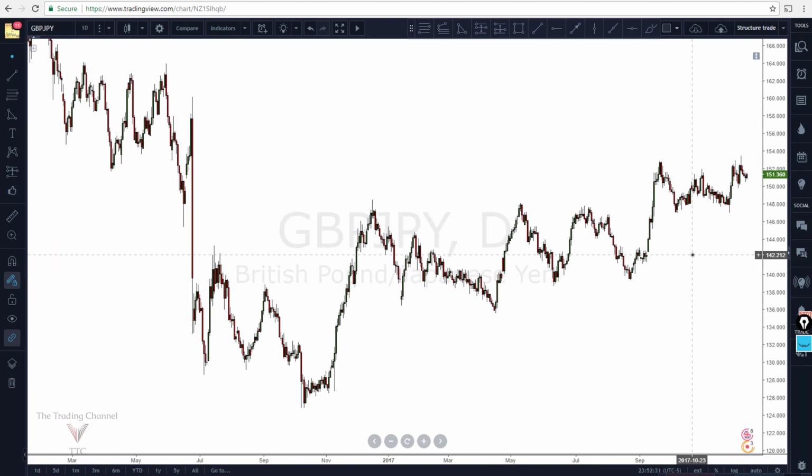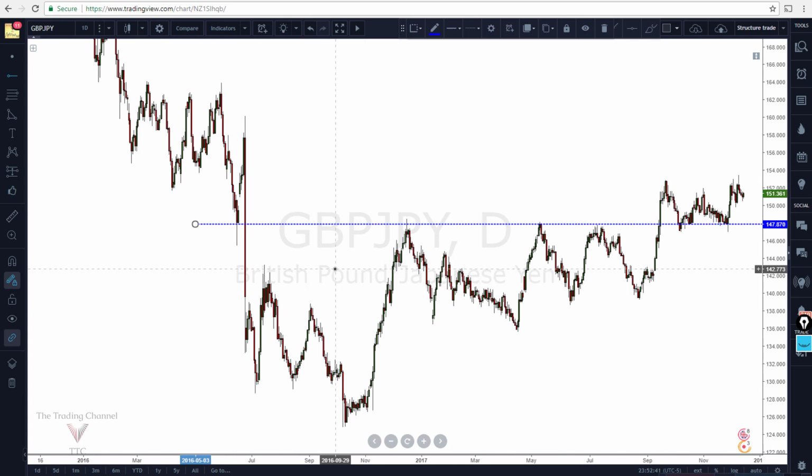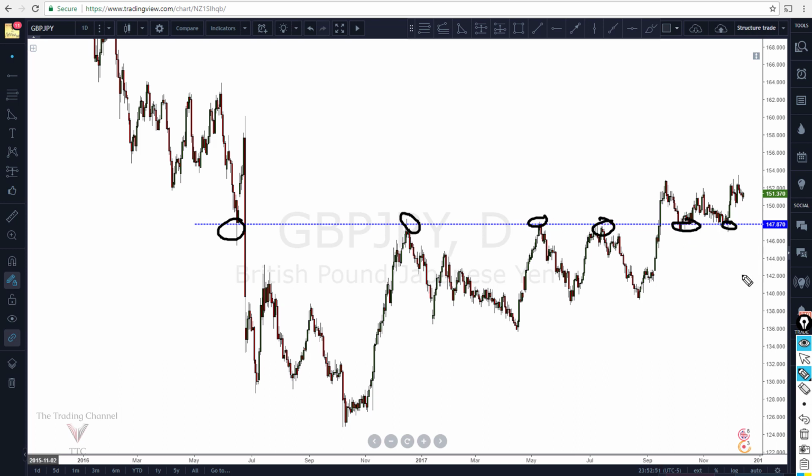The next thing I'm going to do is take a look at my major levels of structure. So we'll start off with support. A major level of support that I already see is right here. The reason is because this level has been respected by this market multiple times in the past: 1, 2, 3, 4, and 5 in through here as support. So if the market gets back down to this level, then that's somewhere I'll be paying attention to for trading opportunities to the long side, possibly some trend continuation trades if the market comes down to retest this area of support. And I always like to do two major levels of support along with two major levels of resistance.